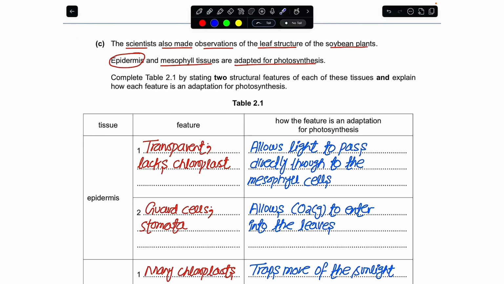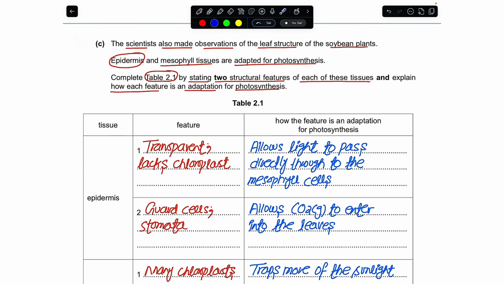Now, here he has used general words. He is neither saying upper or lower, nor palisade or spongy mesophyll, but rather generalized terms. They want us to complete Table 2.1, where we are required to state two structural features of each of these tissues and explain how each feature is an adaptation for photosynthesis.